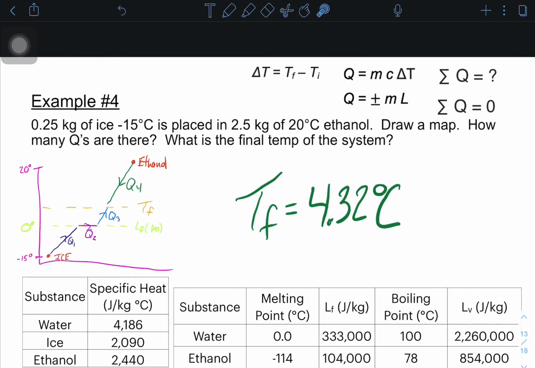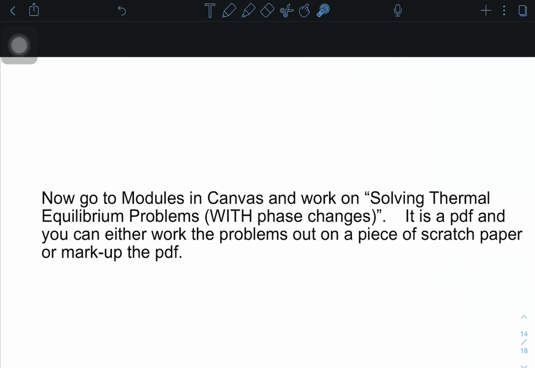So you should have gotten a final temperature of 4.32 degrees Celsius. If you did, great job. You are ready to move on to the homework called Solving Thermal Equilibrium Problems with Phase Changes, and it's posted in Canvas. This quiz is going to be very similar to last week's. We're solving for TF. If you didn't get that, stick around and we will go step by step through problem number 3 and problem number 4 with you.